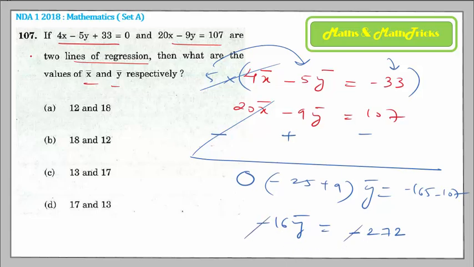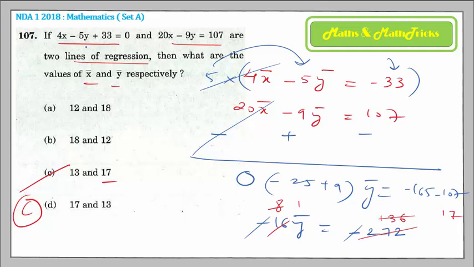You can reduce this number even further. This is 2 8, 2 1, 2 3, 2 6. Then 8 1, 8 1, then remains 8 7s. So y bar is 17. It is given in option C. So I'll go with C, but I would like to check the value of x also for you.